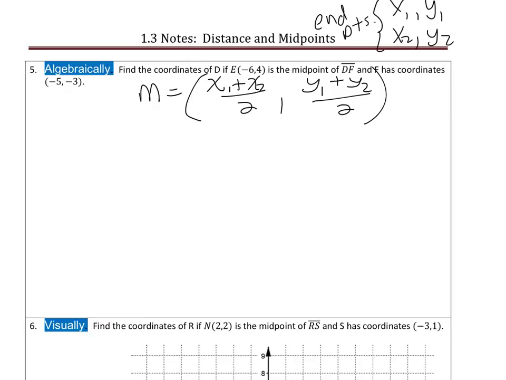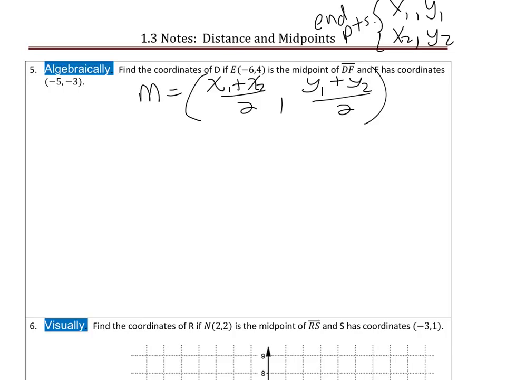I'm going to abbreviate here. Okay, and the midpoint would result in the average between those endpoints. Now, take a look at the problem. Find the coordinates of D, if E is the midpoint of DF. So we're looking for one of the endpoints, and E is the midpoint.